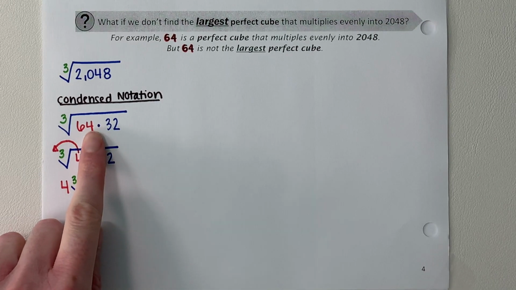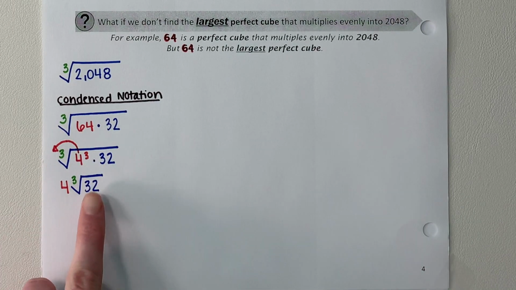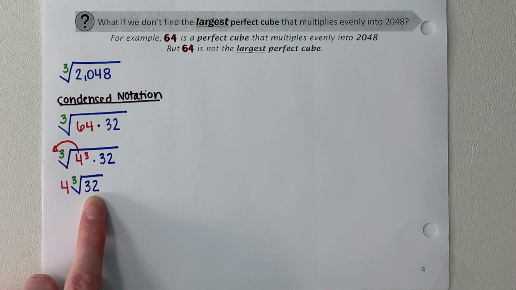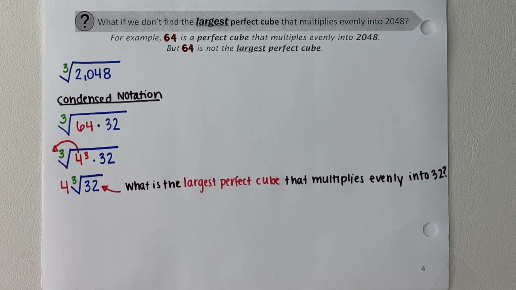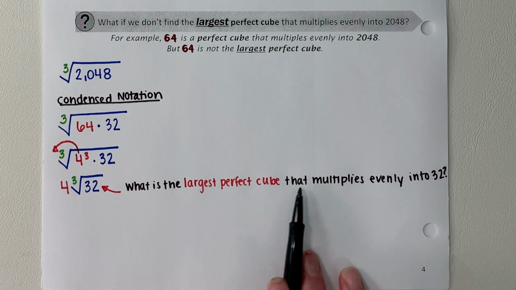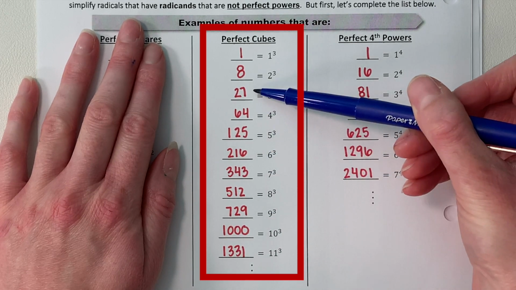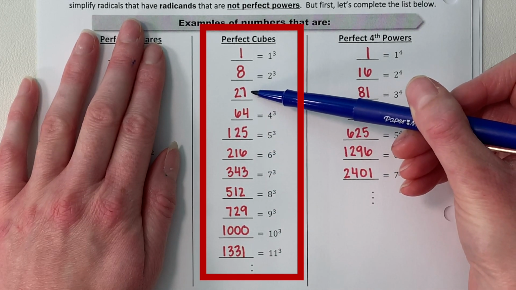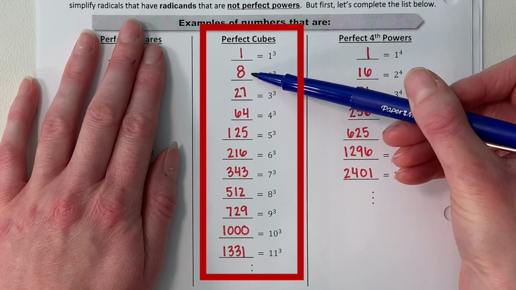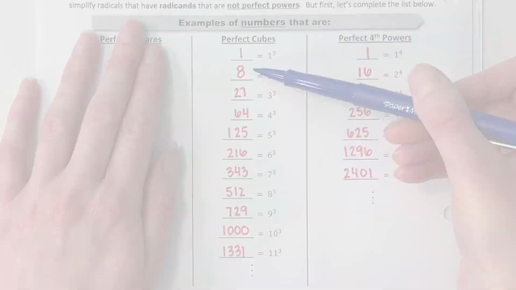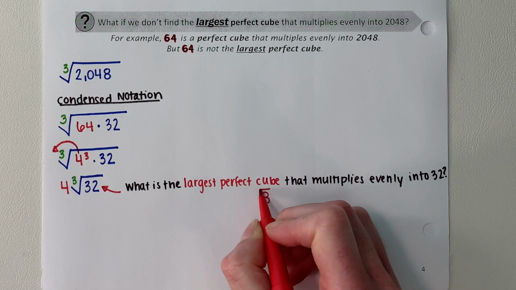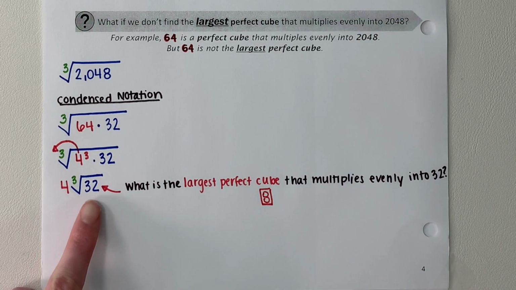Since 64 was not the largest perfect cube, we're now going to notice that within our answer, there's a perfect cube that multiplies into 32. So what is the largest perfect cube that multiplies evenly into 32? So let's start with the largest number we can find that's less than 32. That would be 27. Does 27 multiply evenly into 32? No. Let's work our way down. Does 8 multiply evenly into 32? Yes. So 8 is the largest perfect cube that multiplies evenly into 32.